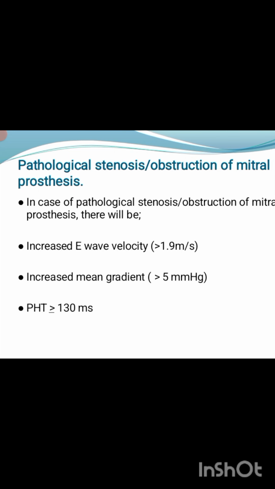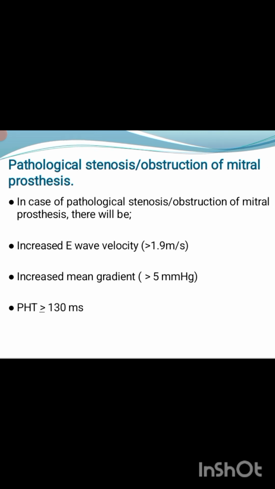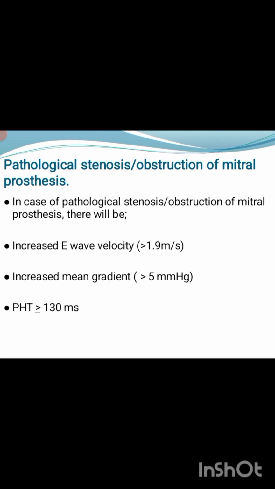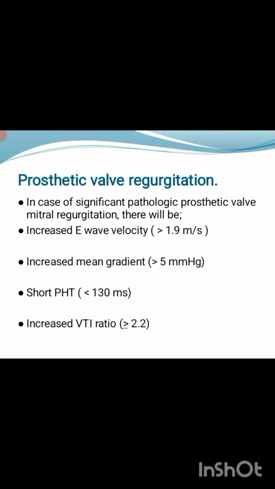Pathological stenosis or obstruction of mitral prostheses: there will be increased velocity, increased mean gradient, and increased pressure half time. Prosthetic valve regurgitation: in case of significant pathological prosthetic mitral valve regurgitation, there will be increased E velocity, increased mean gradient, short pressure half time, and increased VTI ratio.